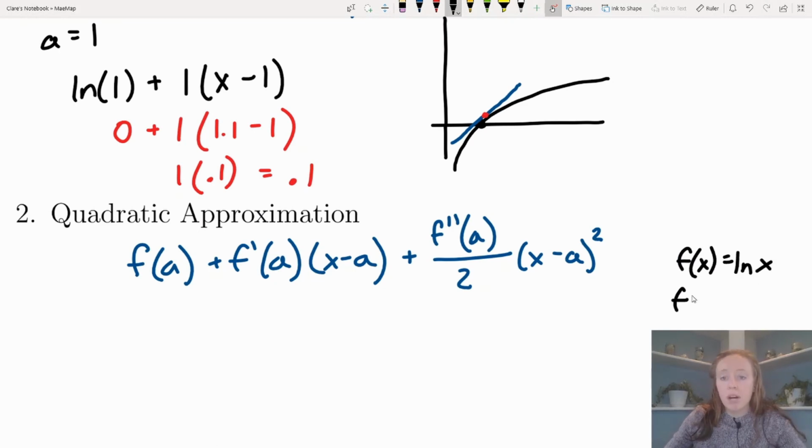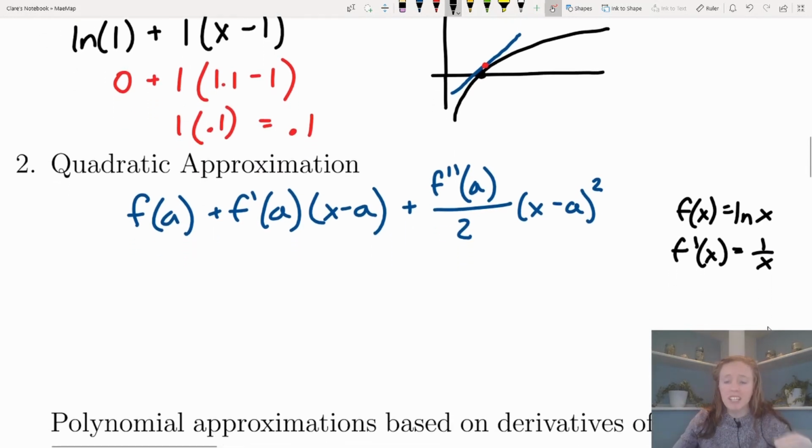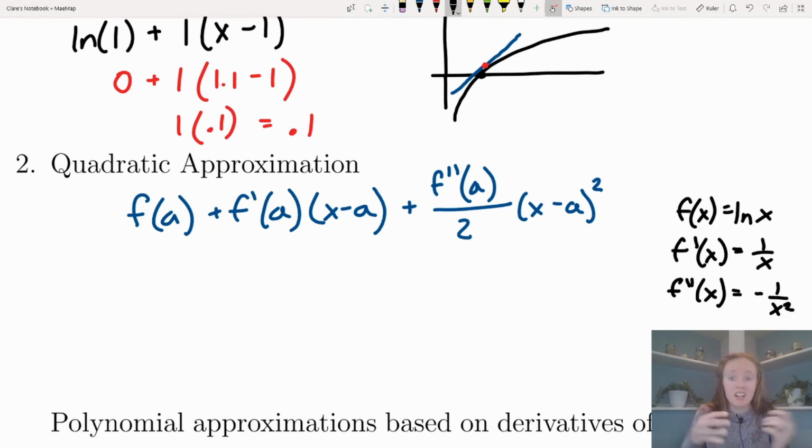And we know that f prime of x was equal to 1 over x, or x to the negative 1. So if we take the derivative of f prime of x, that would be f double prime of x, which is going to be negative 1 over x squared. Now for us, since we're plugging in an a value of 1, that's just going to be a negative 1 for that derivative, filling in all my parts. So let me write this out really quickly.